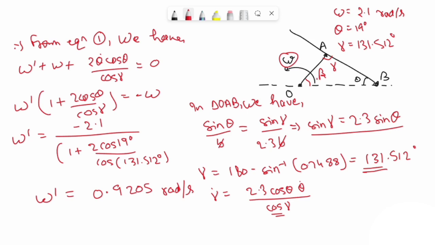Now again in this question, as this rod rotates counterclockwise, the omega must be, this omega must be negative, and this is your final answer.